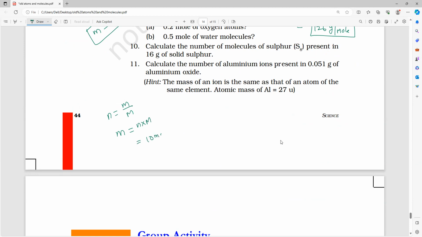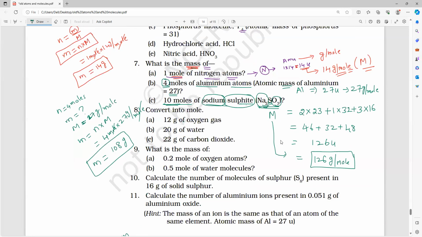Number of moles is 10 moles. And what is the molar mass? Everybody. 126. So 126 into 10, 1260 grams. That is the given mass. Solve it. Any doubt, anybody? You can ask me. We'll proceed further. Clear? All of you?